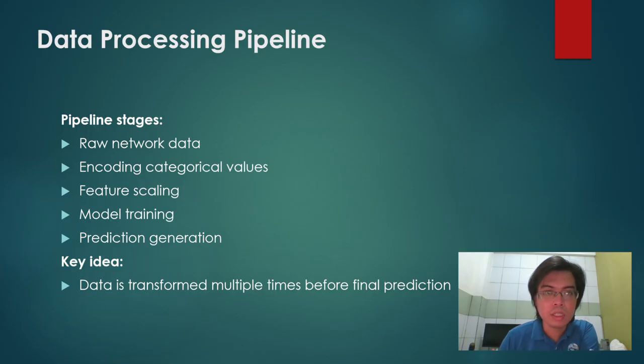Then, the model is trained using this processed data to learn patterns of normal and attack behavior. And finally, the model generates predictions, either normal or attack. The key idea here is that data is not used directly, so it goes through multiple transformation steps to improve accuracy and make the model more effective.